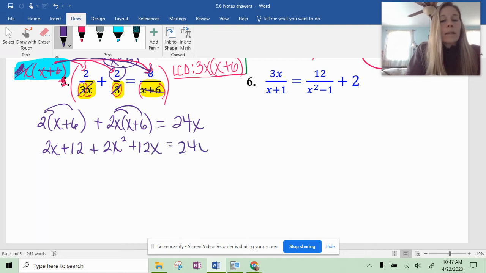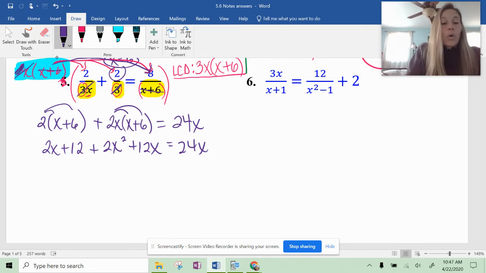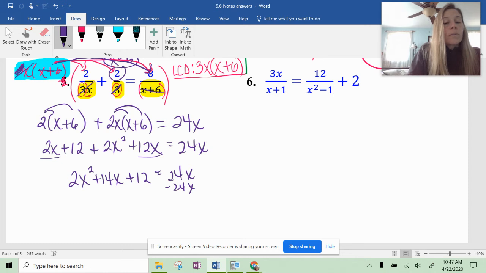Equals 24x. Because I see that I have a squared, this is quadratic, so everything is going to go to one side. So I know I have these two like terms. So I have 2x squared plus 14x plus 12. And then I also have to bring my 24x over to make it equal 0. So now it's 2x squared minus 10x plus 12 equals 0.